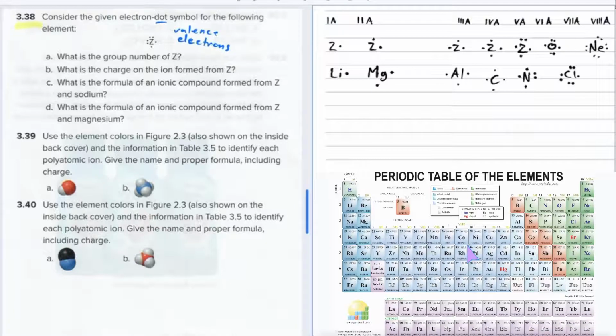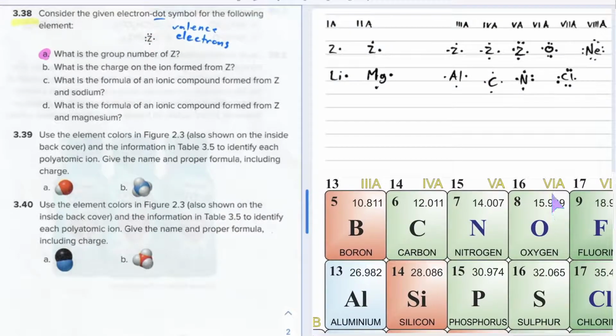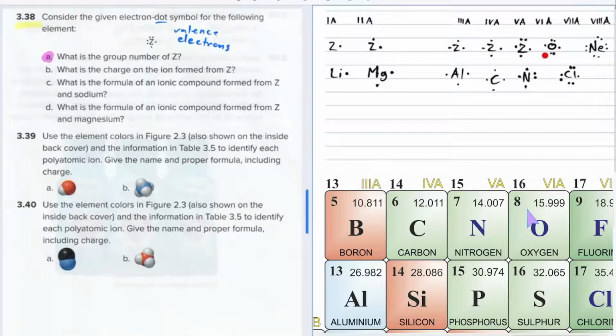So what is the first one? Let's highlight these questions. What is the group number of Z? Here's the dot symbol. Z has how many dots? 6 dots. So that's telling us that it's in group 6A. It's in oxygen's group. The group number is 6A because it looks like oxygen. So I would put for A, group 6A.